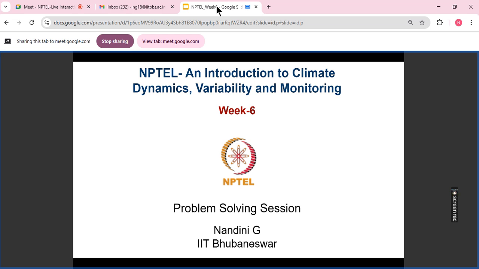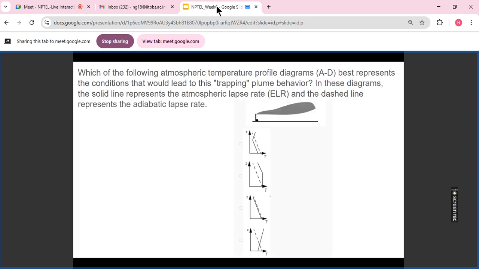So today is week 6 of the live interactive session for the NPTEL course, an introduction to climate dynamics, variability and monitoring. Today I thought we'll solve a couple of assignment questions and discuss the concepts related to that, so that you'll get a revision kind of thing. This was one of your assignment questions, I think in week 2.